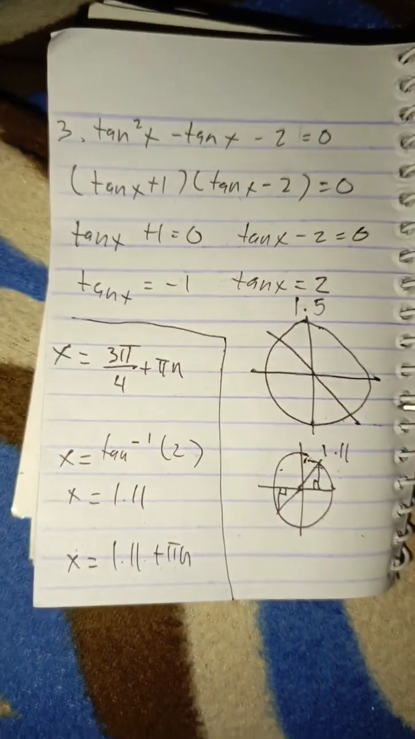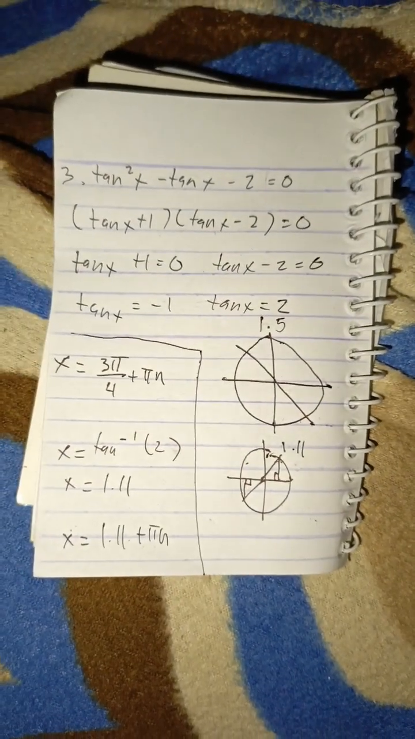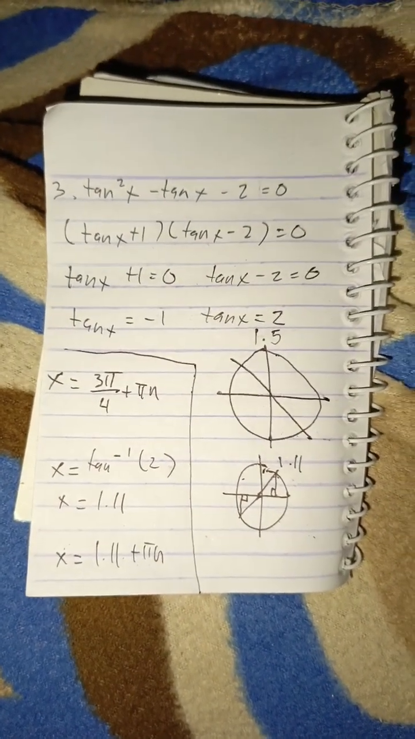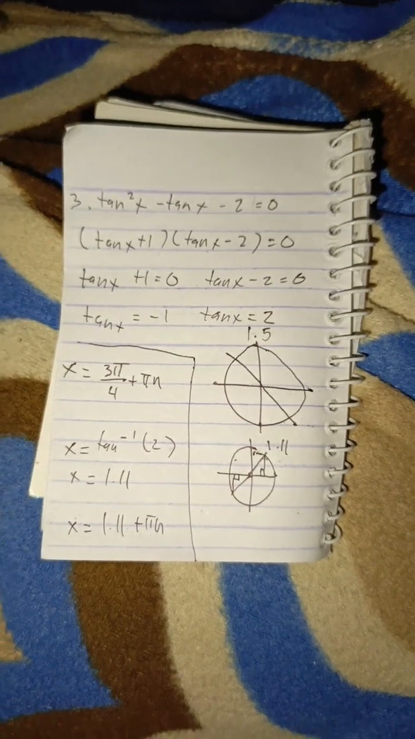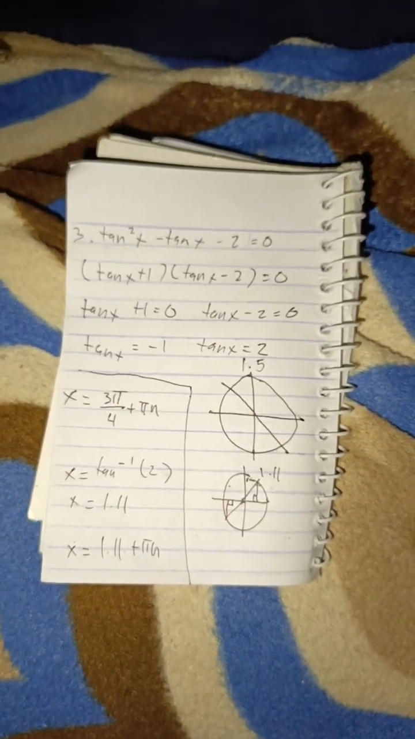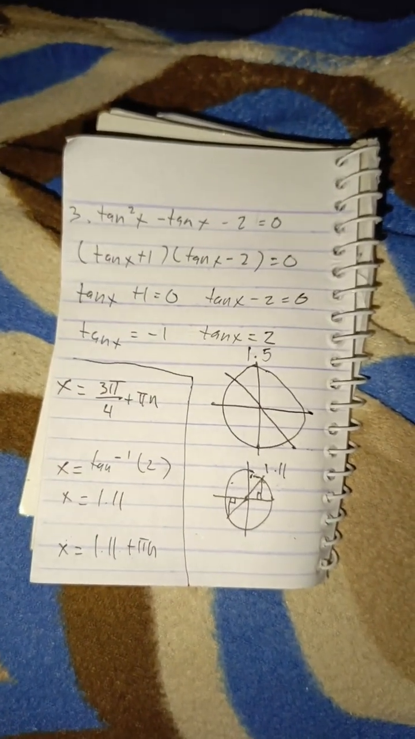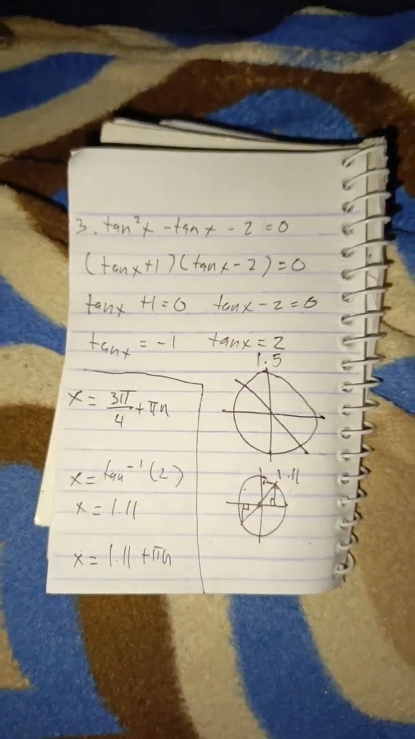And that is all now for the solving of trigonometric equations using general equations and the interval of 0 to pi, 0 to 2 pi. And that is all. Thank you.